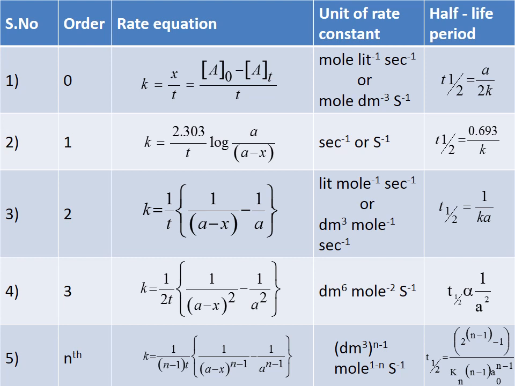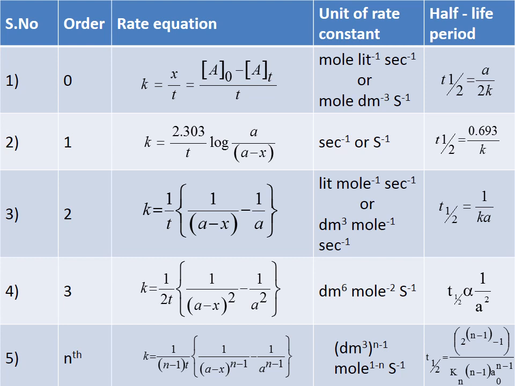For the first order reaction, order equal to 1, the rate equation is K equal to 2.303 by t into log of a by a minus x. Here a is the initial concentration and a minus x is the concentration after time t. The unit is s^-1, and t half is equal to 0.693 by K. The important point is that the half-life period for the first order reaction is independent of the concentration.